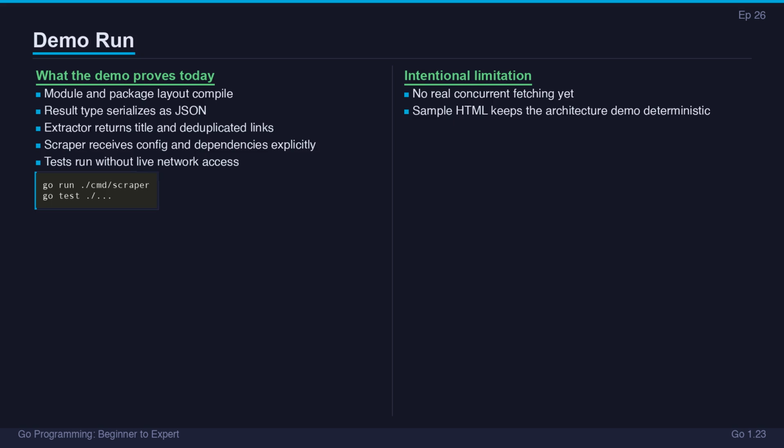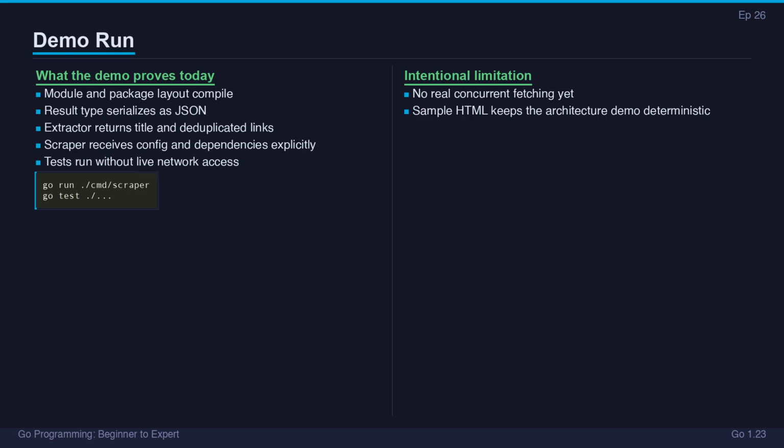Now we run the skeleton. The command prints the package layout, wires the extractor into the scraper, builds a request with a user agent, extracts data from sample HTML, and prints the resulting JSON. There is no live network request yet. That is intentional. We want the first demo to prove the shape of the application before we add concurrency.